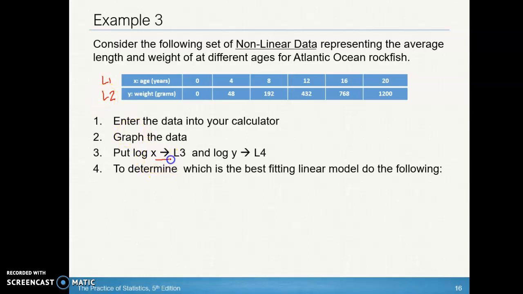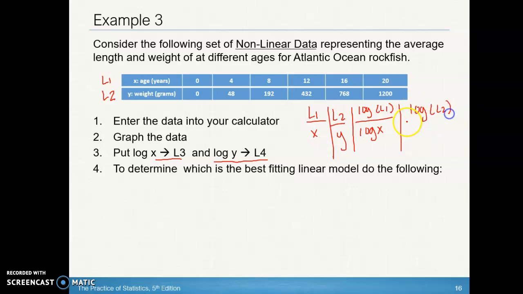So what I want you to do is put the log of x in list 3 and the log of y in list 4. Basically you're going to have list 1 as your x's, and list 2 as your y's. To get list 3, you're going to highlight list 3 and take the log of list 1. That's going to make this the log of x. And then in list 4, you're going to take the log of list 2, which is going to make this the log of y.